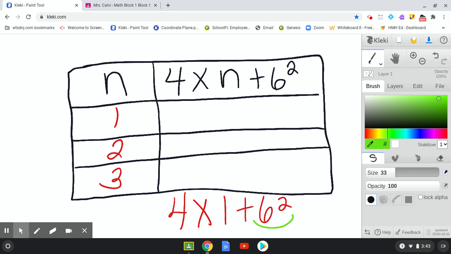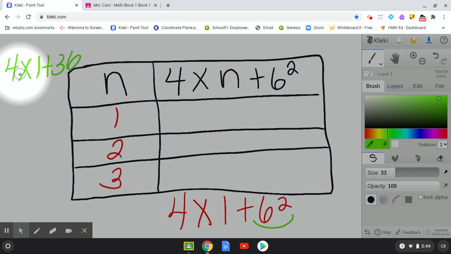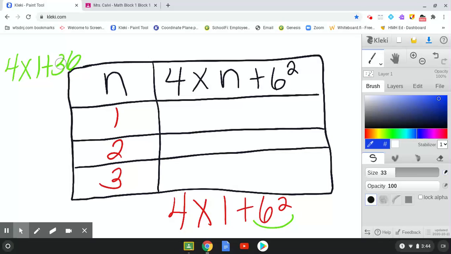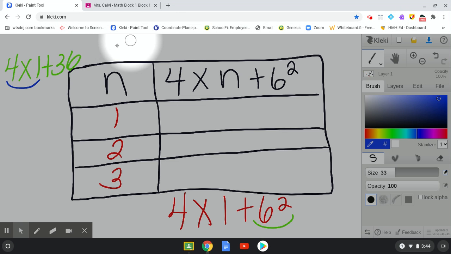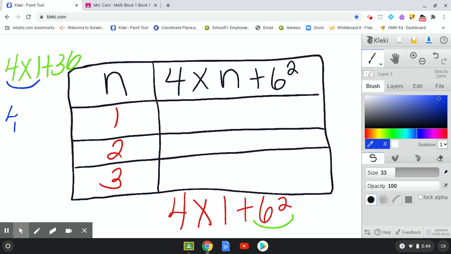Okay? So I'm going to squeeze everything in over here. So copy my 4, copy down my x for multiplication, my 1, my addition sign, and then 6 squared means 6 times 6, and that equals 36. So right now, I now have 4 times 1 plus 36. According to order of operations, I have to do multiplication first. So I'm going to do 4 times 1, which is 4.